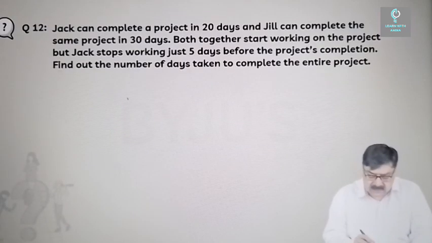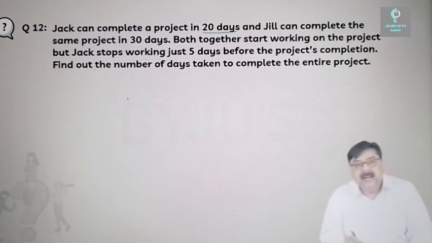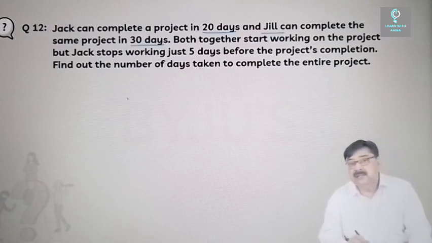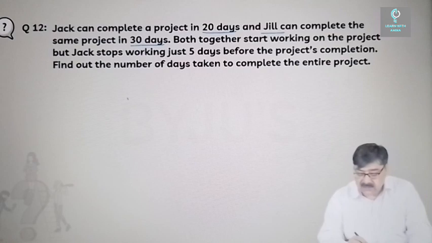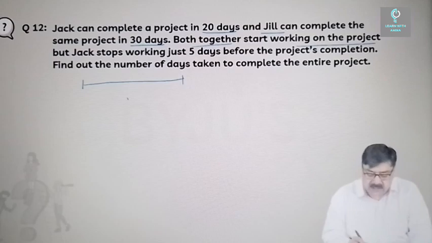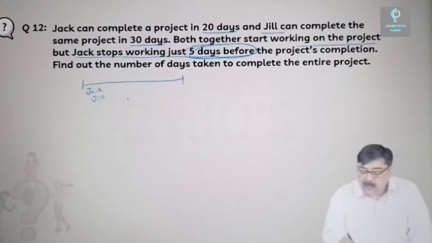Okay, look at this question. Jack can complete a project in 20 days and Jill can complete the same project in 30 days. Jack and Jill, remember? You should. Both together start working on the project. All right, now the story starts. Let's begin the story. Both Jack and Jill have started working on the project. But Jack stops working just 5 days before the project's completion. This is where the project gets completed.